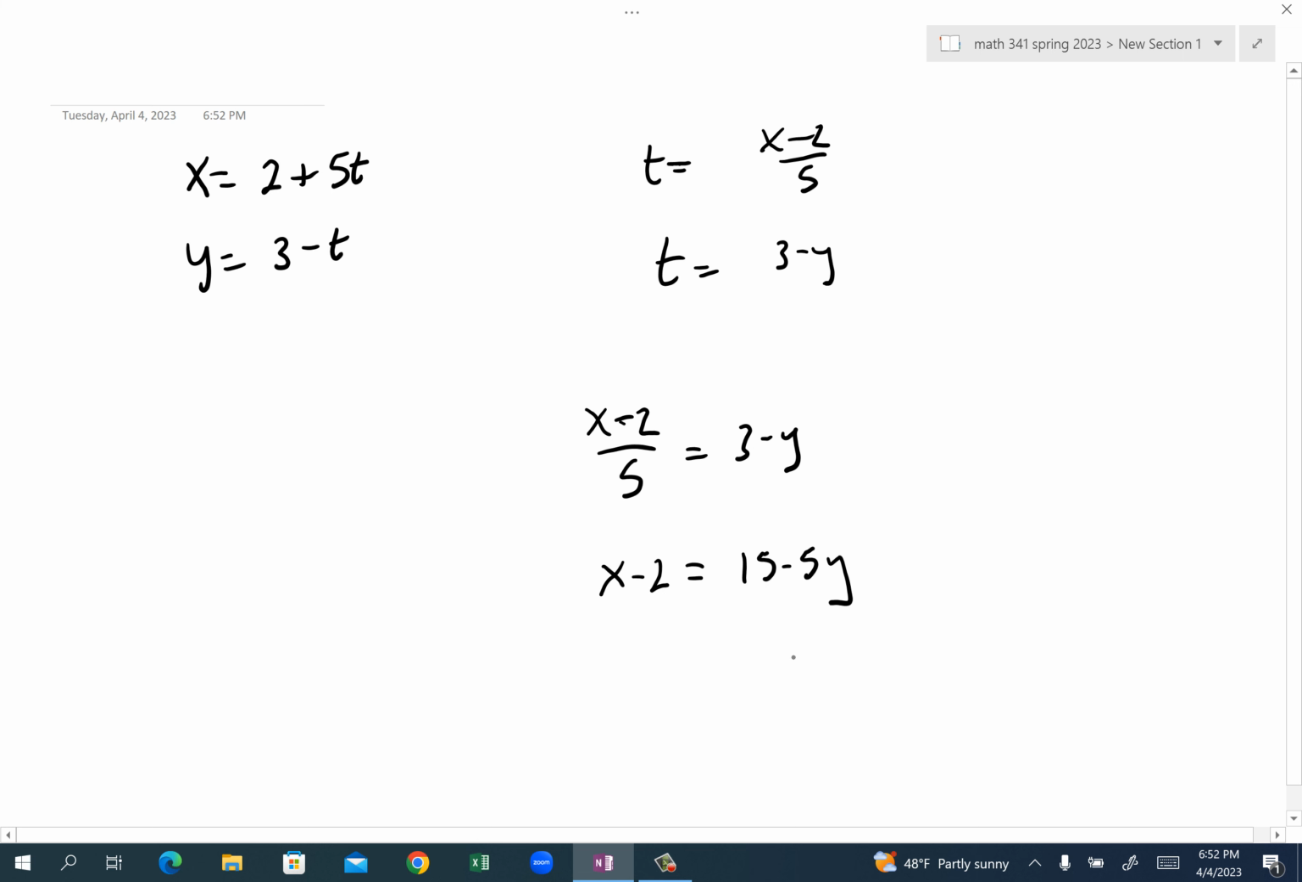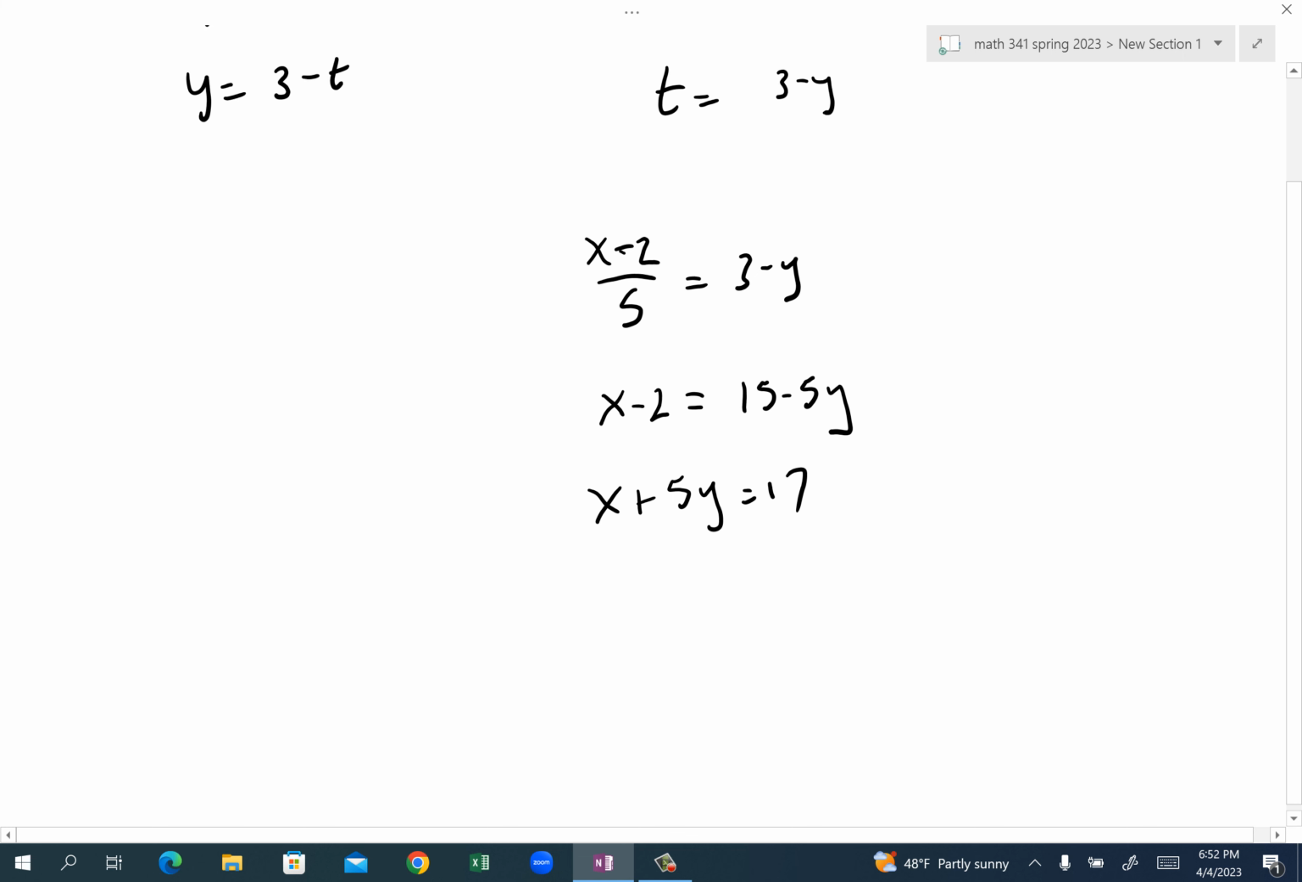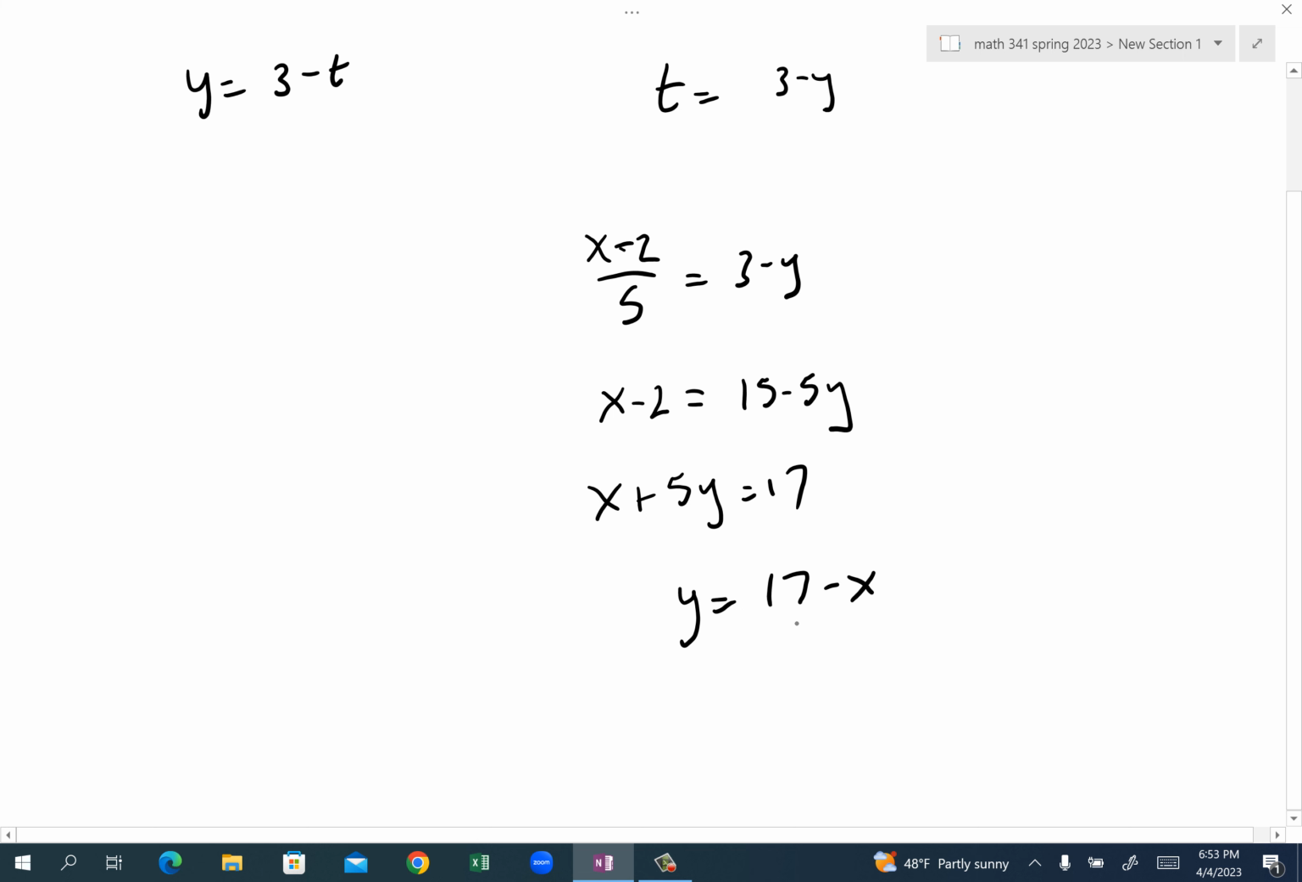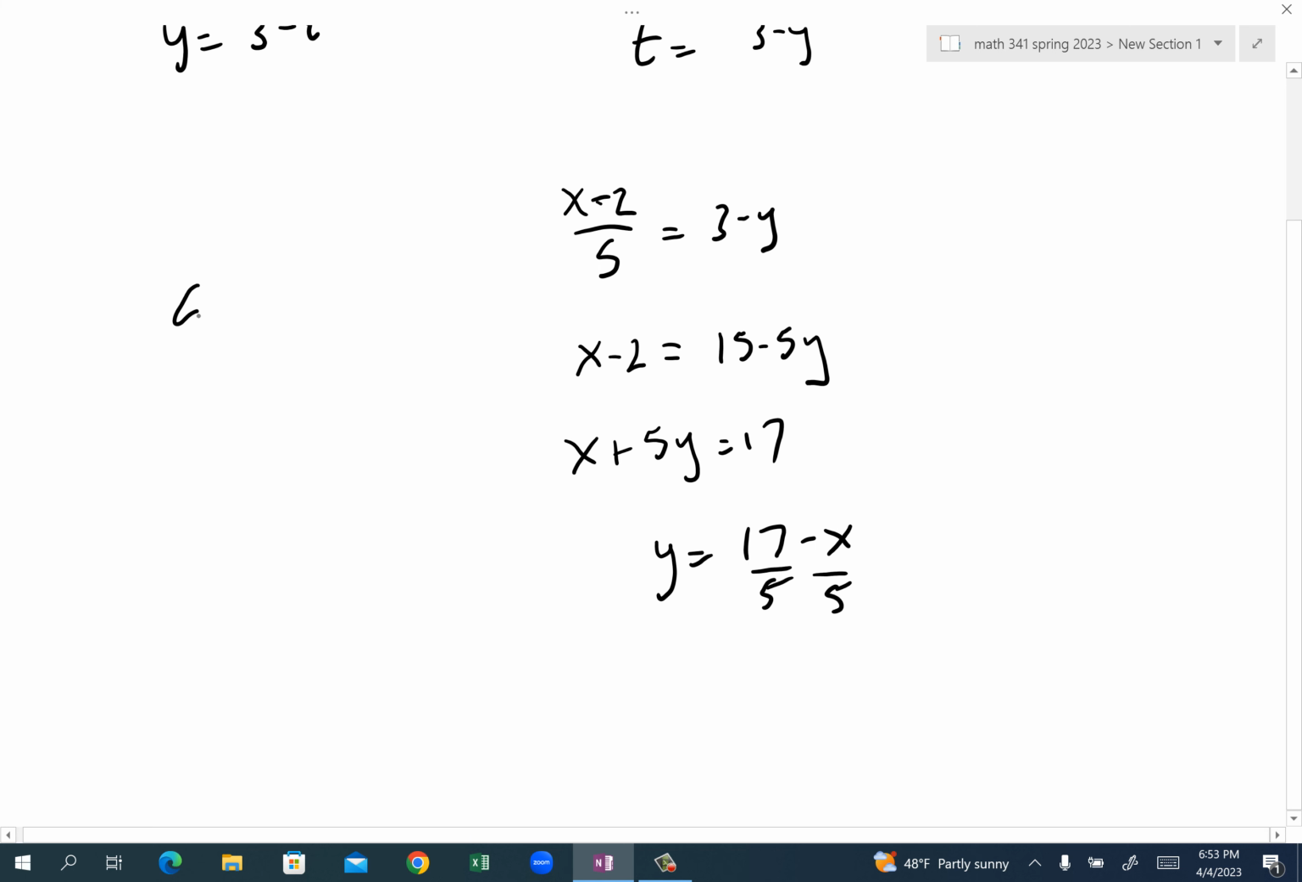And if you do a little substitution or distributing, well, you could solve this equation if you want to. I mean, you could do something like this. You could get x plus 5y equals 17. That's cute. Or you could rewrite it like this, y equals (17 minus x) over 5. And there it is in y equals mx plus b format if you like that better. And what have you done? Well, you've eliminated the parameter.